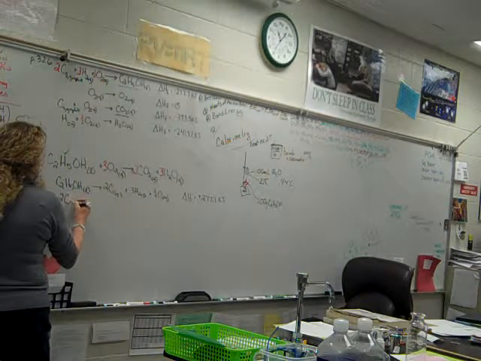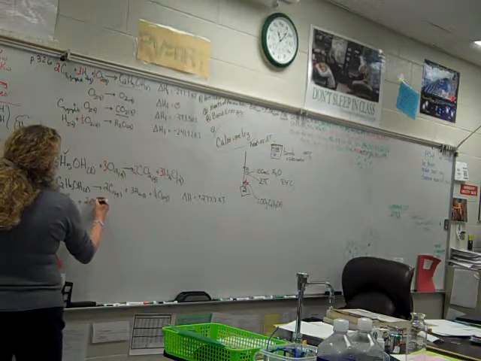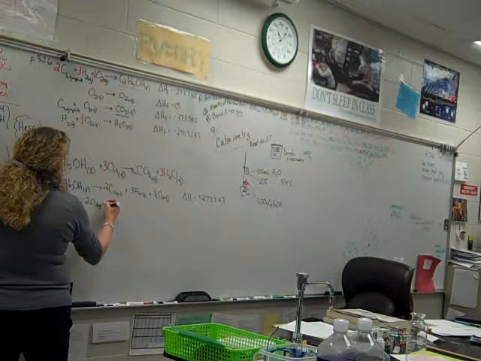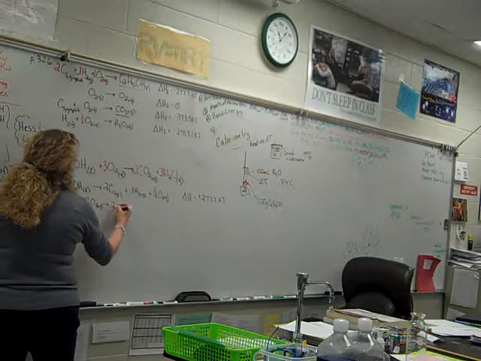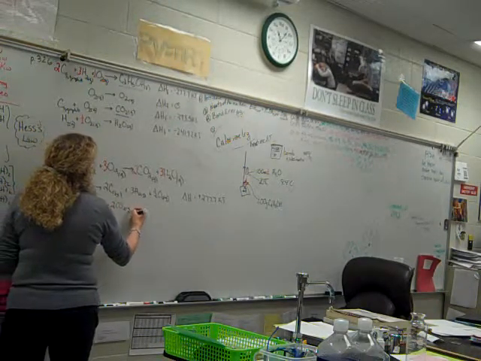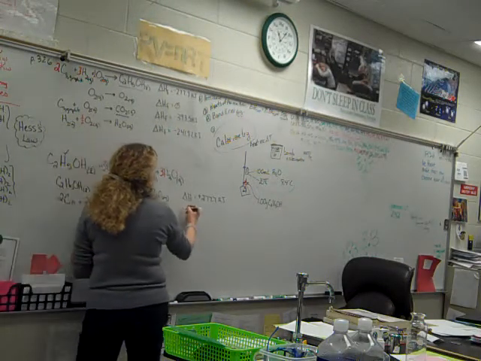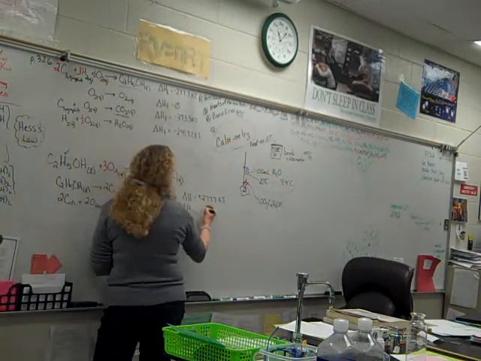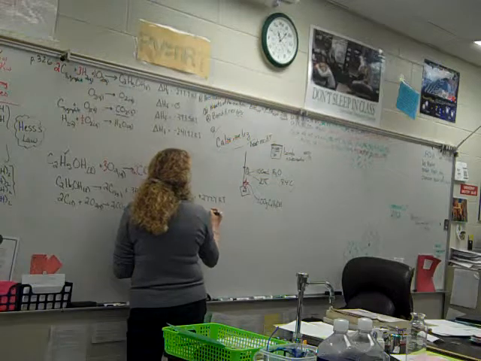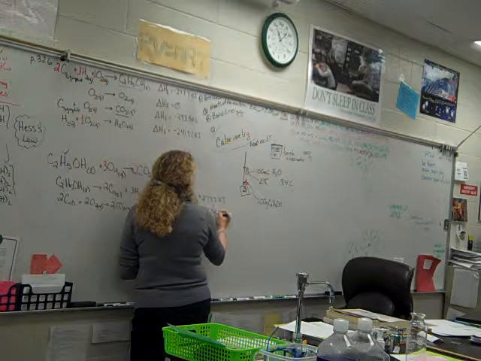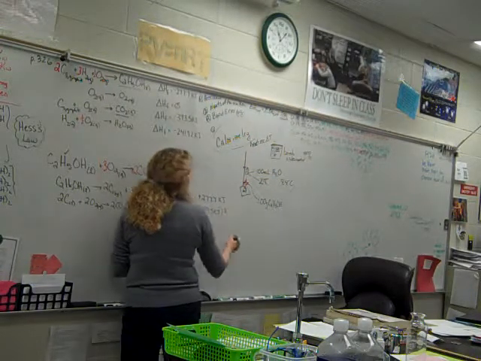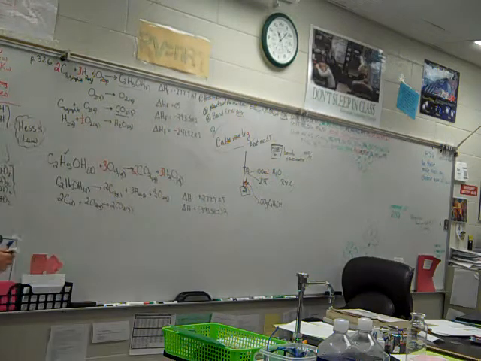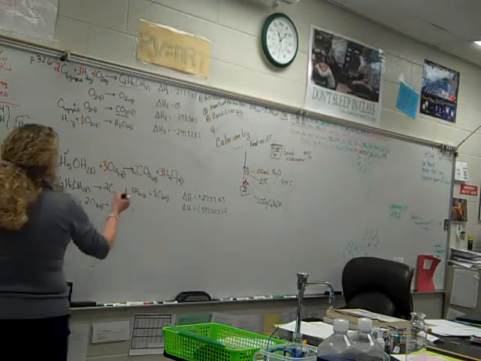So I have 2 carbons, 2 oxygens, making 2 CO2s. What do you think I have to do to my delta H value? Double. Just double it. So now this is going to be negative 393.5 kilojoules times 2. I'm going to wait and do all my calculations at the end. All right, so I've got my CO2.